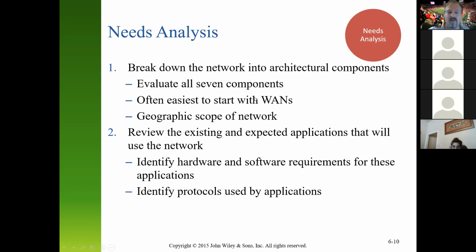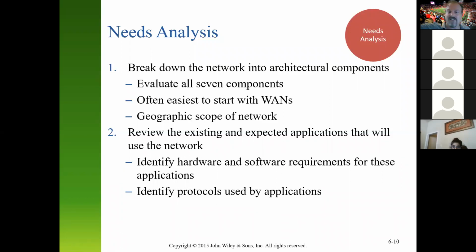So we break down networking into different components. We evaluate all 7 components. We'll talk about the 7 components in a minute. It's often easiest to start with the WAN, the wide area network connection, because for a lot of companies, it's one connection.